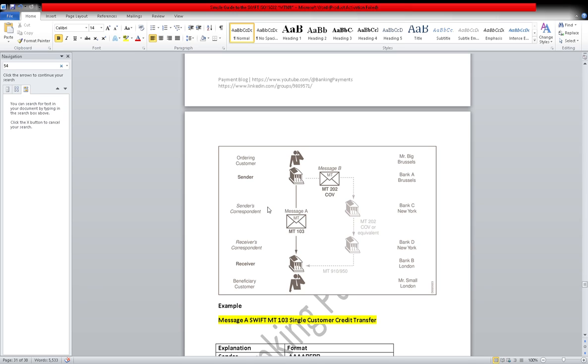Okay, so we have already discussed sender's correspondent and receiver correspondent. Now field 50A means your company or yourself, your name or your company's name. When you say field 50A, it is the MT103 message which is passing, sent from a bank.